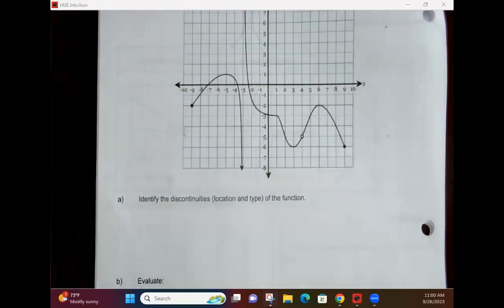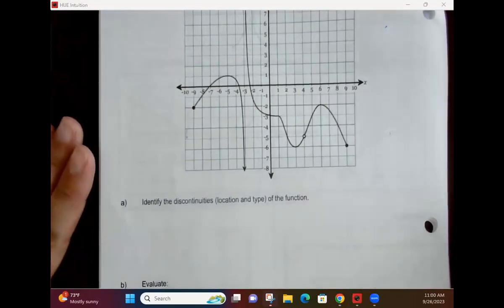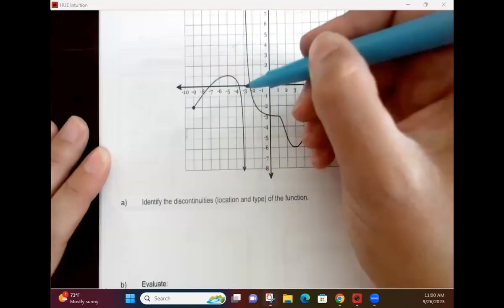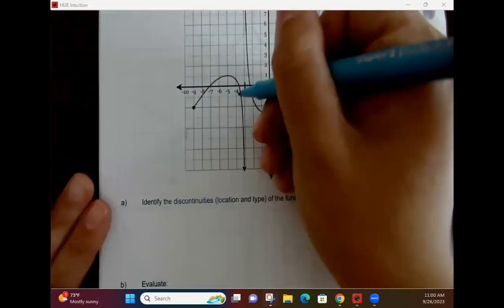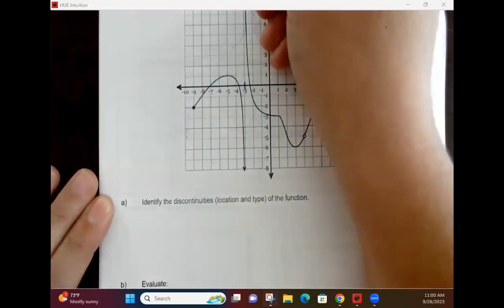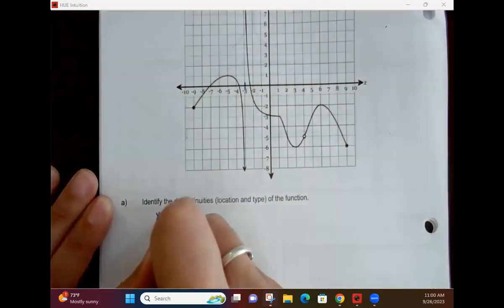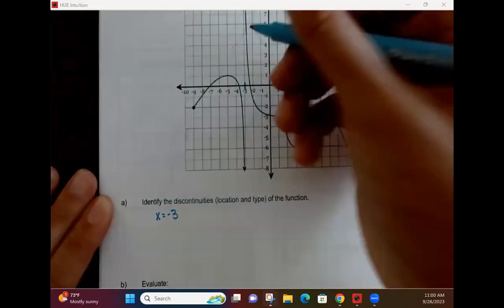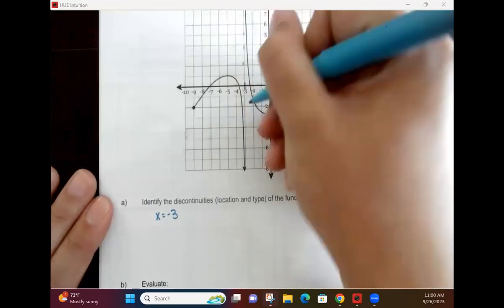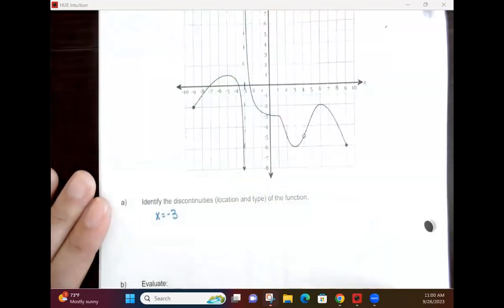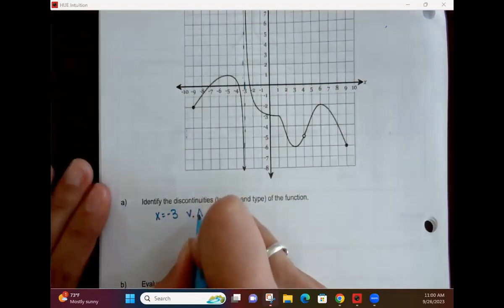Is it a hole? Is it a jump? Is it an asymptote? So as I'm looking at my graph, I can see something weird happens when x is -3. I have one of those sort of vertical splits in my graph. This end's going down forever. This end is coming from way above. Okay? So at x equals -3, we have a vertical asymptote. We have one of those sort of invisible lines that my graph can't cross. That is a vertical asymptote.